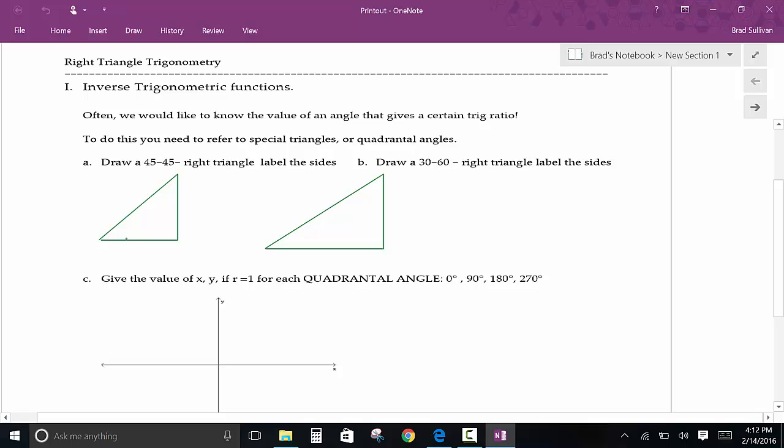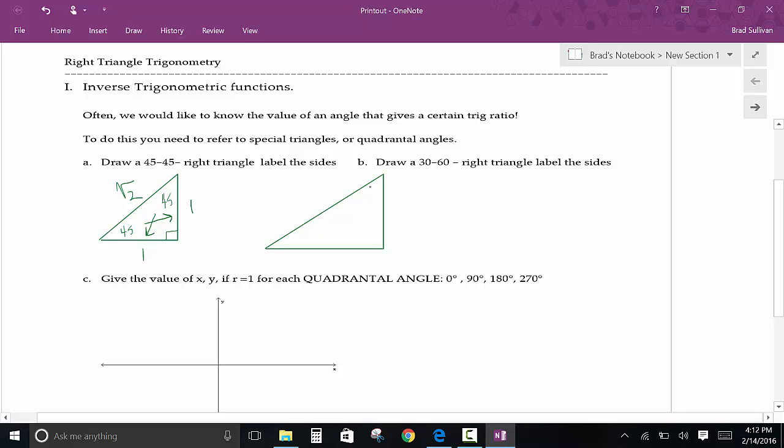Okay, one of the things, of course, we learned about the 45-45 right triangle. It's important that you commit this to memory because we use it a lot. So the sides are 1, 1, square root of 2 is what we learned. And that's very logical. The sides opposite equal angles in any triangle are always going to be the same.